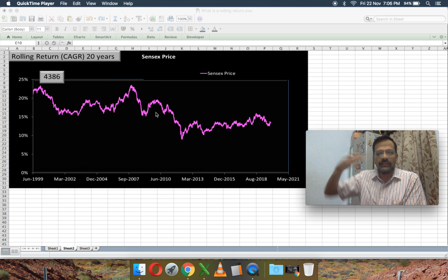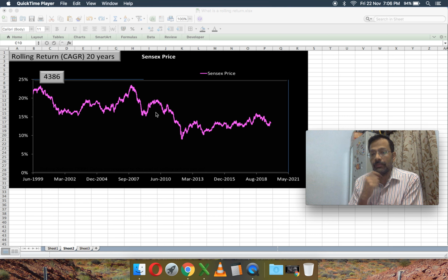It just tells you what is the spread in the 20-year returns possible or in the past. And so it's a measure of not only returns, it's also a measure of risk. And that's why it's a visual measure of risk. That's why I love the rolling returns representation.